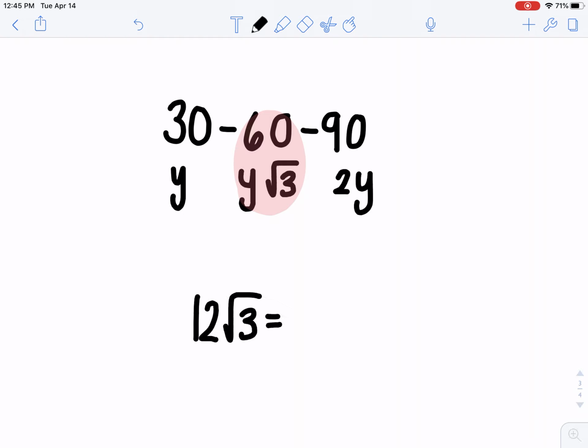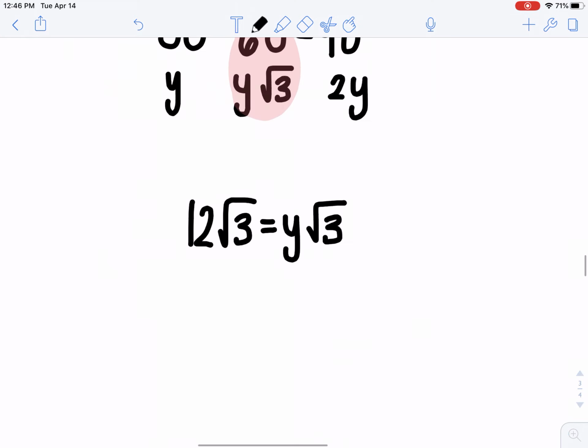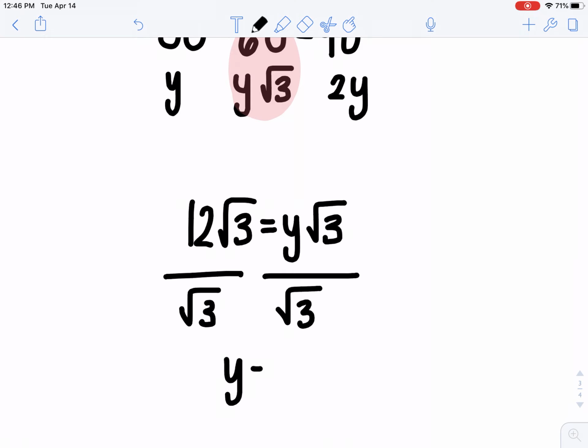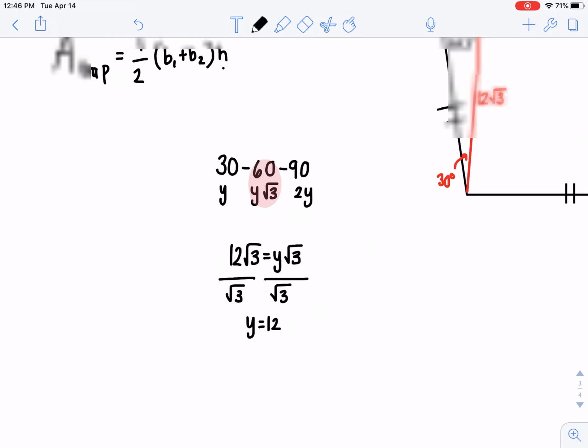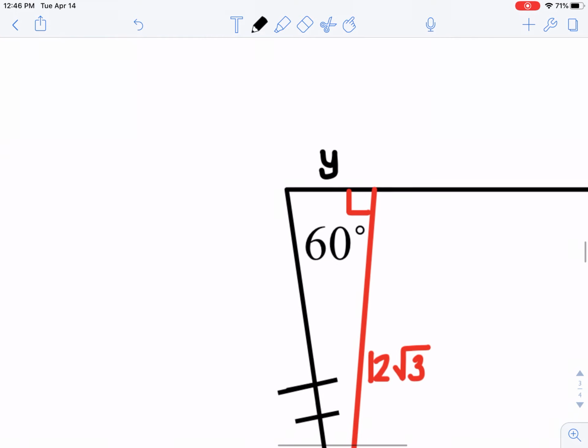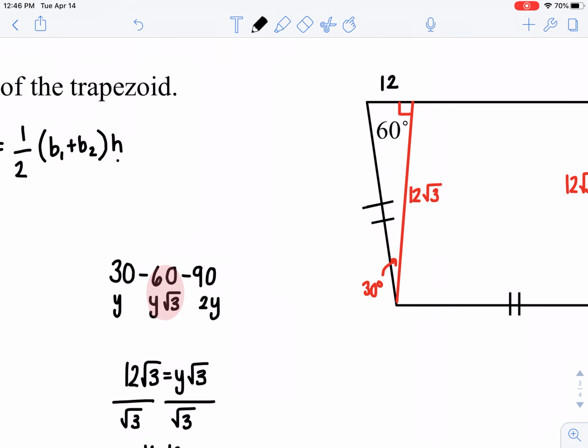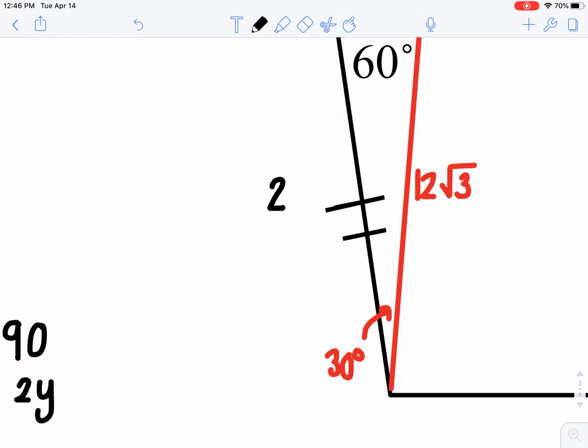So we can say that 12√3 is equal to y√3. We divide both sides by the square root of 3, and we get that y is equal to 12. So I can now put that into my diagram. So this becomes 12, meaning that the side across from my 90, the hypotenuse, is going to be 2 times that, so 24.